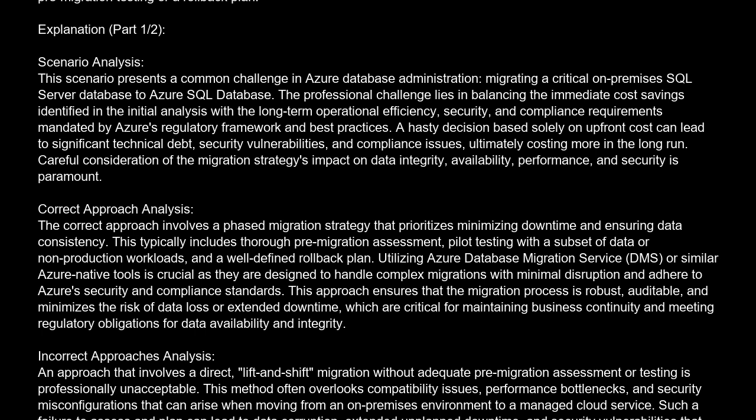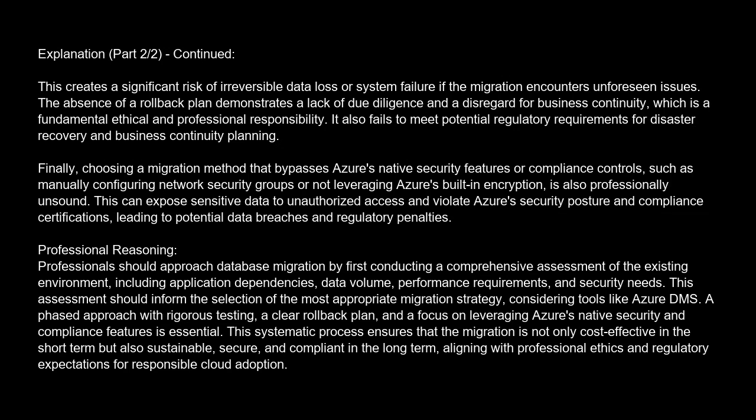Another incorrect approach would be to migrate without a comprehensive rollback strategy. This creates a significant risk of irreversible data loss or system failure if the migration encounters unforeseen issues. The absence of a rollback plan demonstrates a lack of due diligence and a disregard for business continuity, which is a fundamental ethical and professional responsibility. It also fails to meet potential regulatory requirements for disaster recovery and business continuity planning.